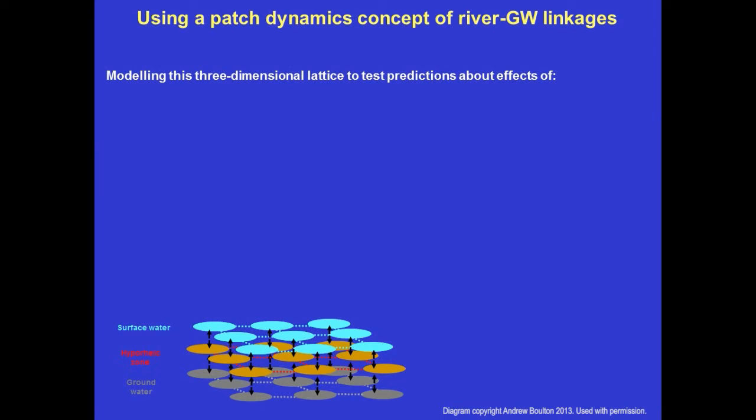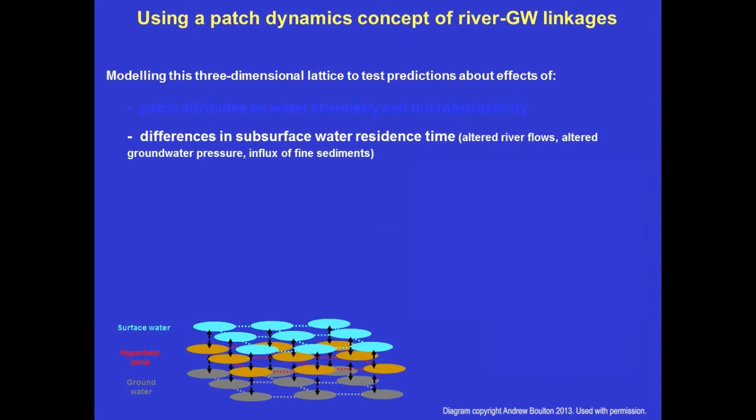We can use these 3-dimensional lattices now to start testing predictions about the effects of a whole lot of problems which will be very commonplace to many of you. The first is the whole idea of the patch attributes and what kind of effects they might have on water chemistry and microbial activity, both within patches and at the edges of patches, where patches of different types meet. We could start thinking about the changes in subsurface water residence time. Now, the stuff that Jeff Poole was doing, he was looking at surface water, base flow versus low flow. But if you start changing groundwater pressure or start adding fine sediments, you're going to change the rate at which this water is moving from place to place.